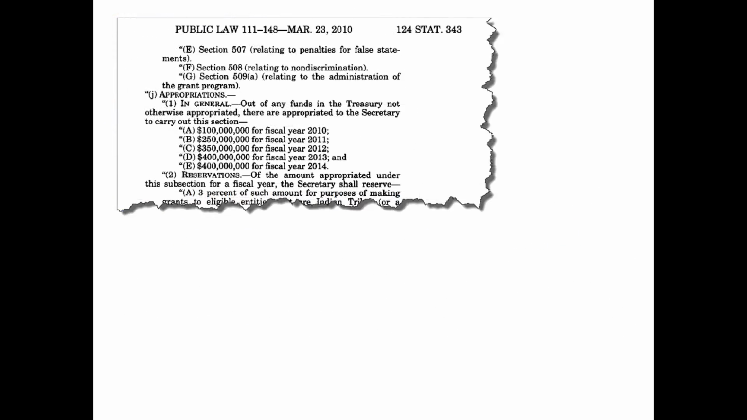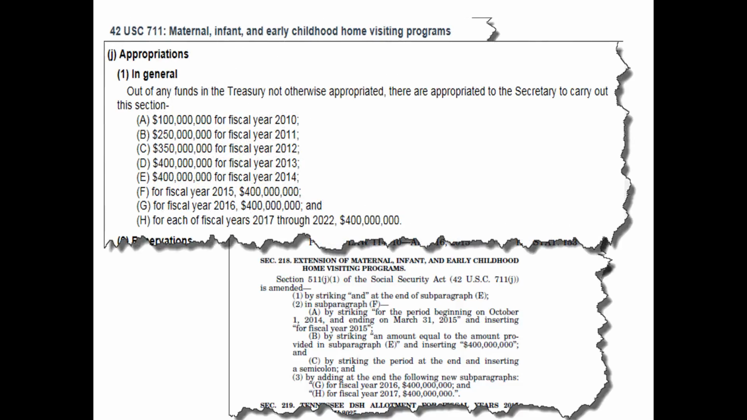Here's another example of extensions of appropriations. This is the initial appropriation of the Maternal, Infant, and Early Childhood Program in the Affordable Care Act. If you were preparing an apportionment for 2017, you would need to add amending language from PL 114-10 or simply use the U.S. Code citation at 42 U.S.C. 711J.